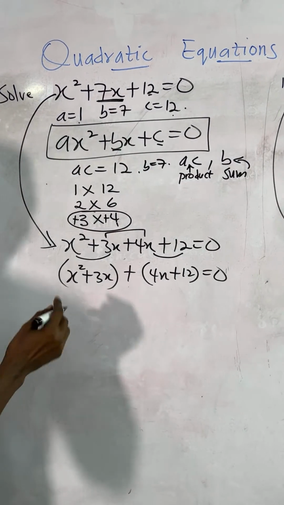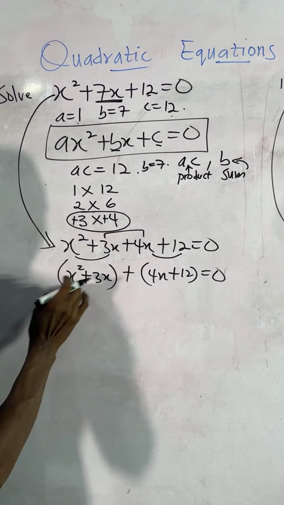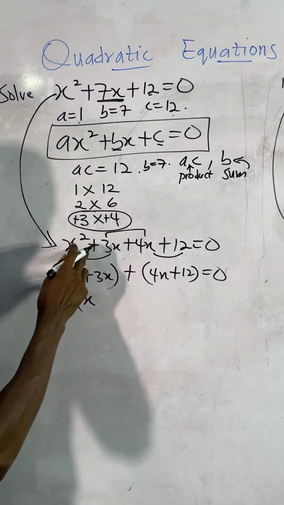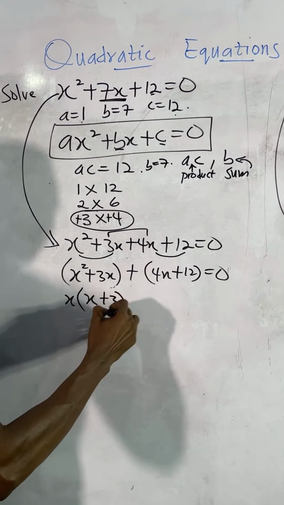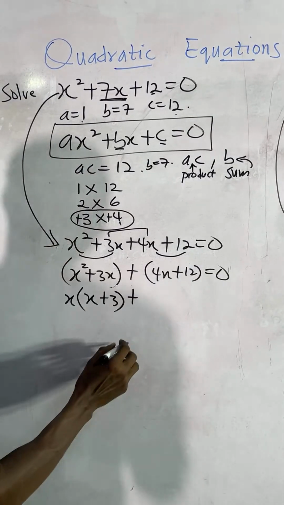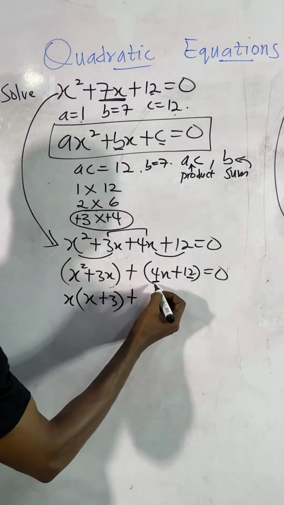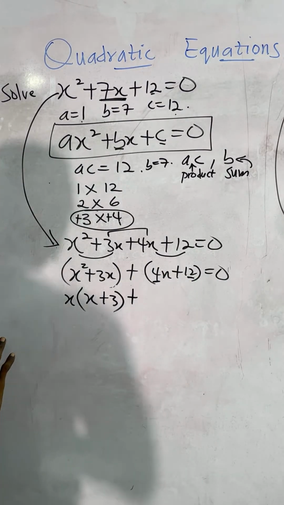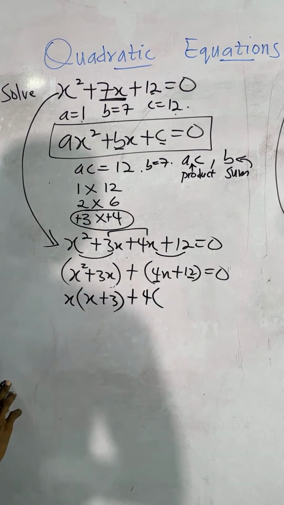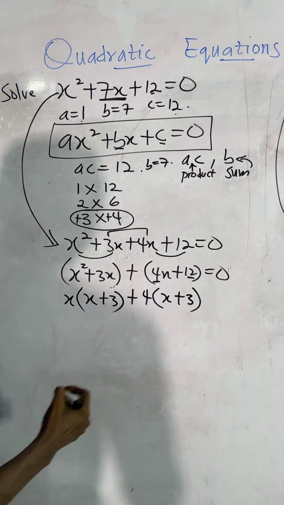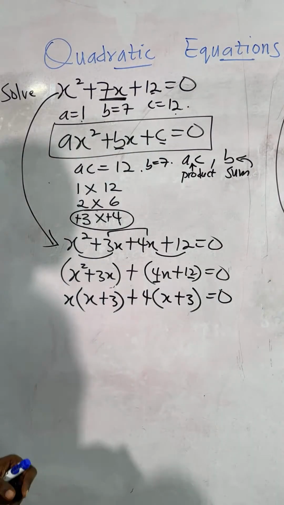Okay? So what's common between x squared and 3x? X is common, right? So we pick our x. What's left here is x plus 3. Plus, what is common between 4x and 12? I think 4 can go in 12. So 4 is common. We have x plus 3. And it is equal to 0.